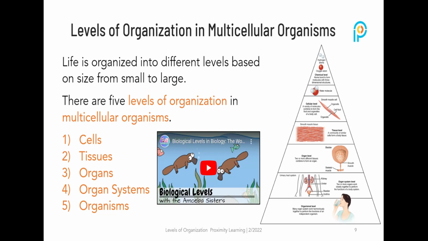Okay, life is organized into different levels based on size, from small to large. And there are 5 levels of organization in a multicellular organism. You start out with the cells, then the tissues. So here's the cellular level, tissue level. We've got organs, organ systems, and then, of course, the organism. I've got another quick video.